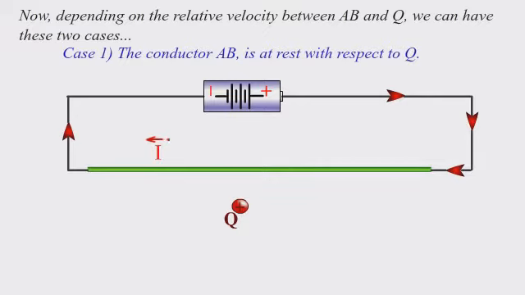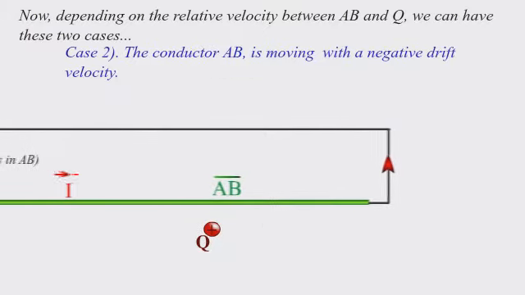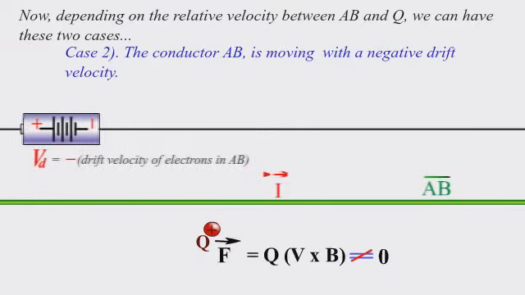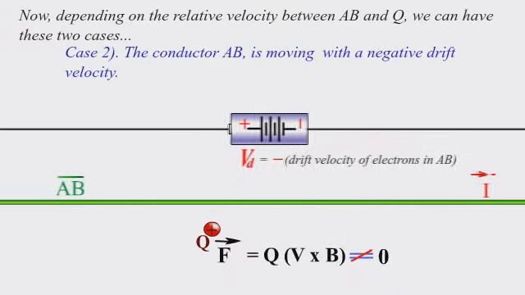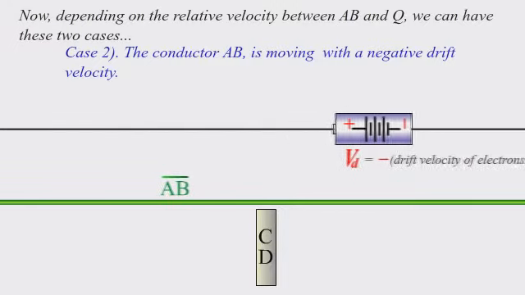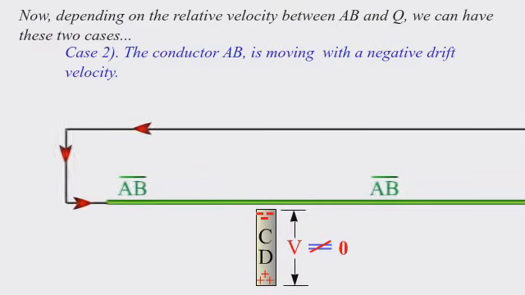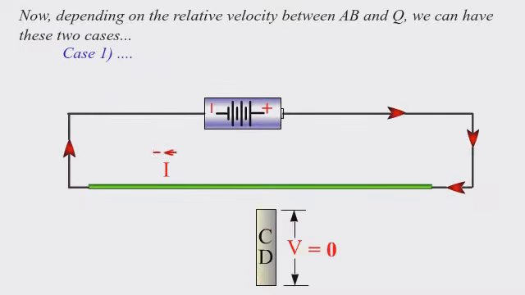Case 1. The conductor AB is at rest with respect to Q. Here, Q is in a magnetic field due to the current, but there won't be any magnetic force acting on it. Case 2. The conductor AB is moving with a negative drift velocity. Here, there is a non-zero magnetic force acting on Q. Now if we replace Q with a metal strip CD, then the magnetic force acting on the free conducting electrons in CD causes a potential to be developed across CD. No such potential is developed in case 1.